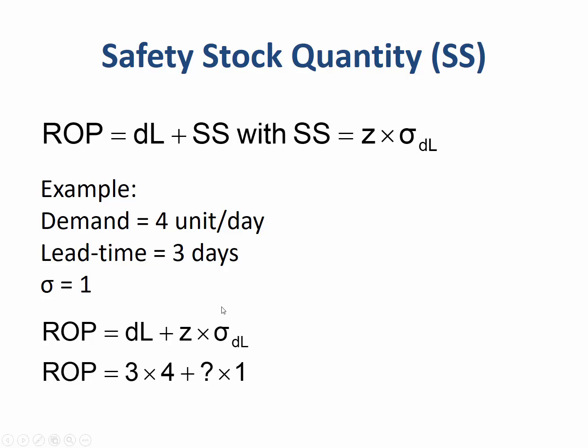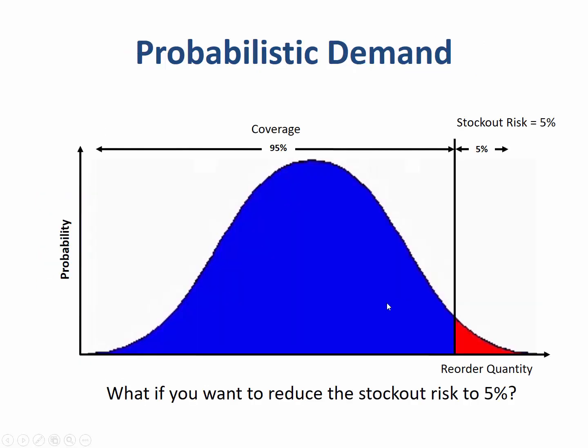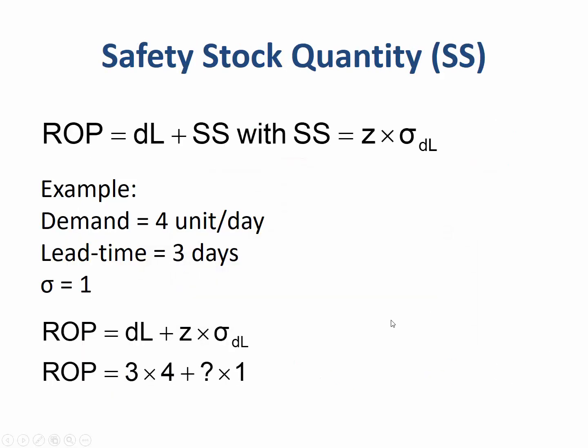So we had almost all the information we need if you look at the equation. Demand during lead time is 3 times 4, that's 12. That's the 12 we had before. We have the standard deviation of demand during lead time, which is 1. So the only piece of information that is missing here to calculate how much inventory we need is the z-score. The z-score, I remind you, is the number of standard deviations away from the center that we are, okay? So how do we figure that out?